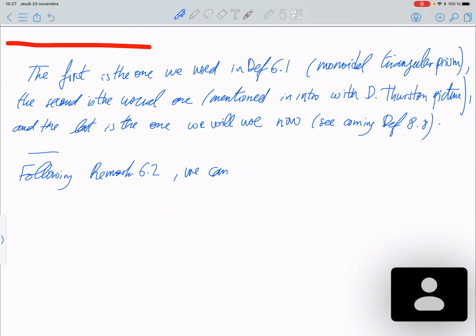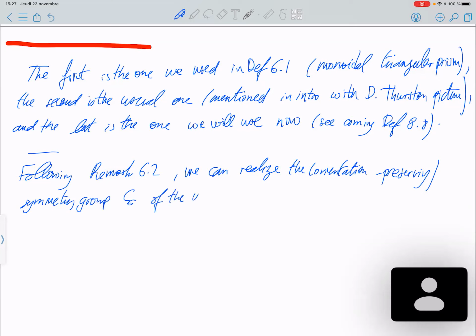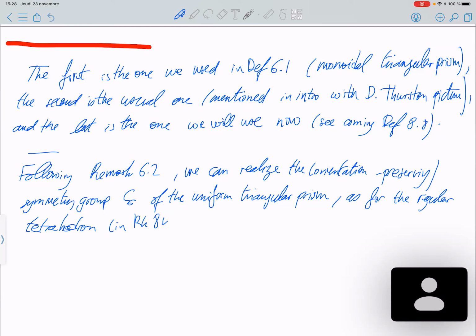As we did for the regular tetrahedron, we can realize the orientation preserving symmetry group of order six of the uniform triangular prism in three dimensions, as we did for the regular tetrahedron. That's in remark 8.4.